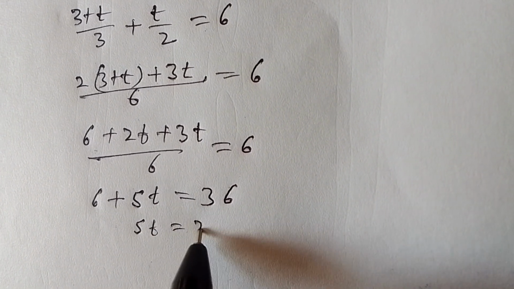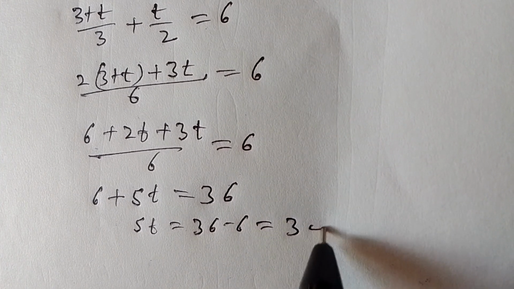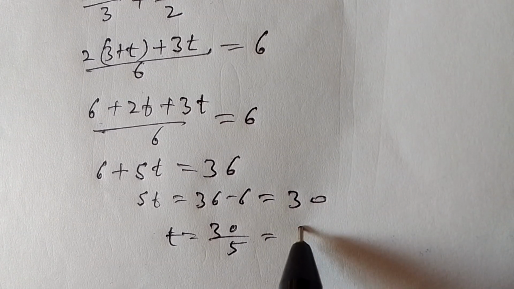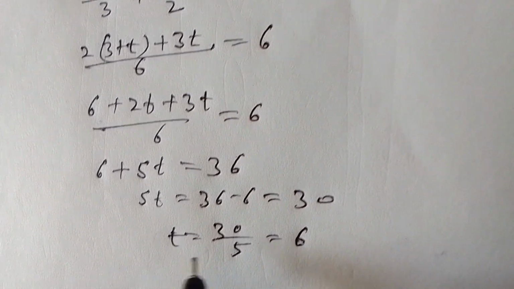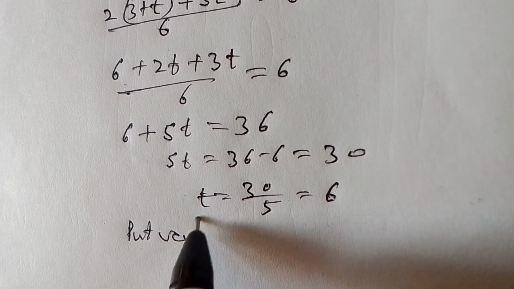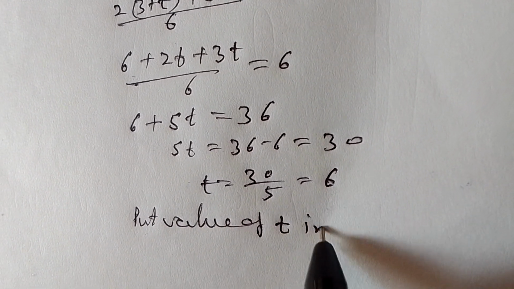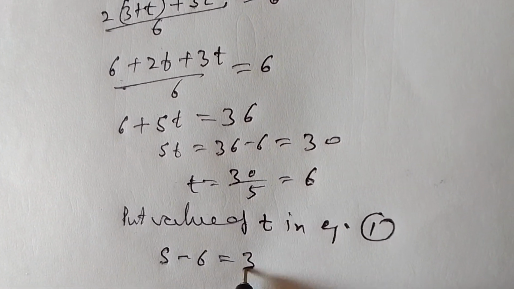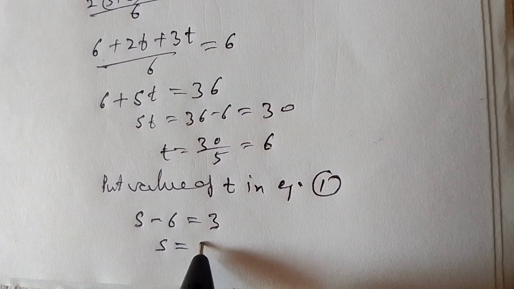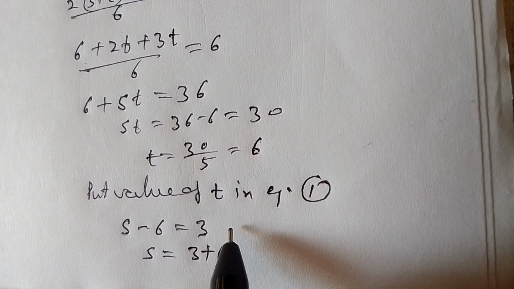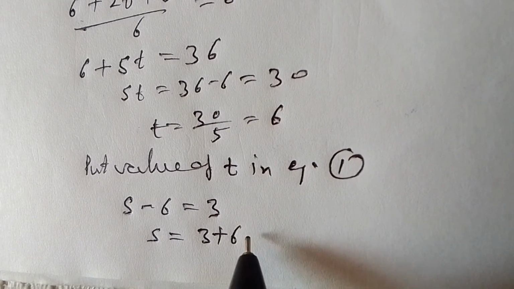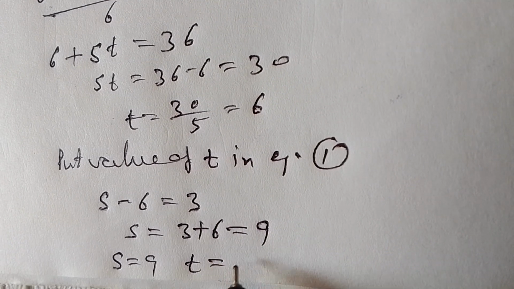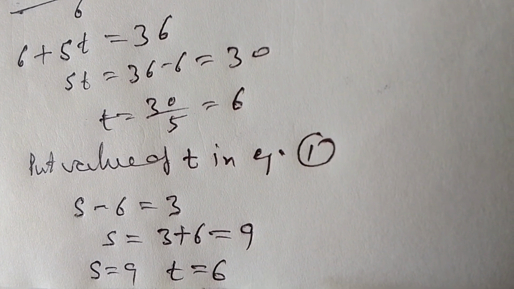5t is equal to 36 minus 6, which comes out to be 30. So t comes out to be 30 divided by 5, so it comes out to be 6. Now put the value of t in equation 1. So s minus 6 is equal to 3. So s is equal to 3 plus 6, because 6 becomes a plus sign when we carry it towards the other side. So s comes out to be 9 and t comes out to be 6. So this is the answer of the second part of the question.